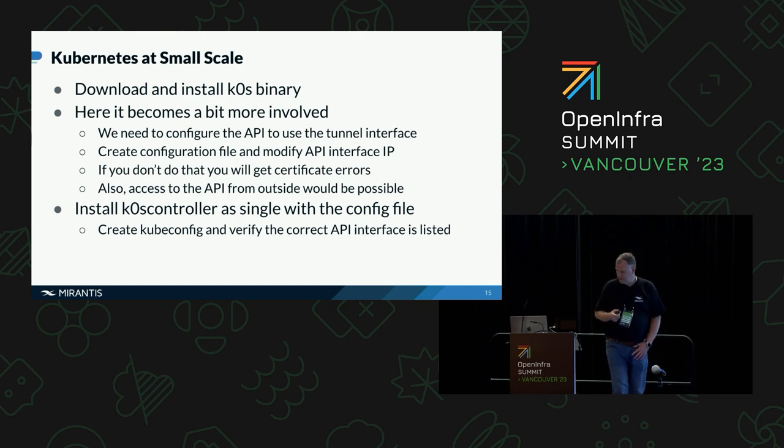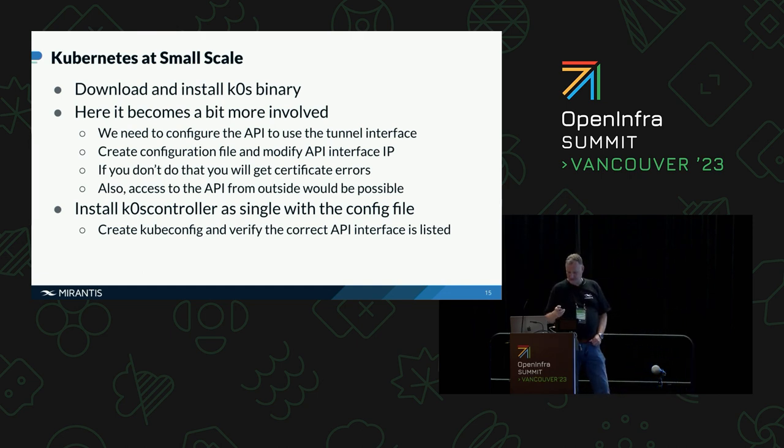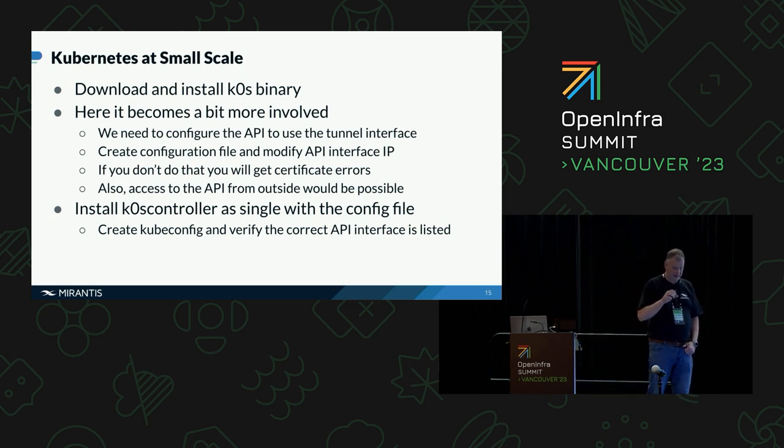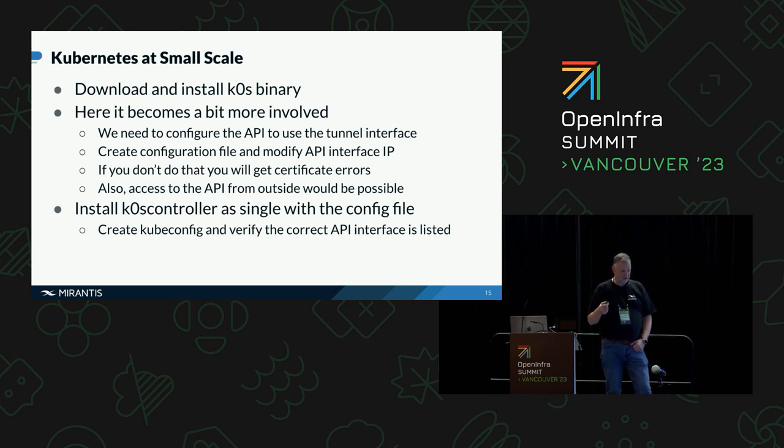So what you have to do is create a configuration file that has the tunnel IP directly placed into it as the API IP, because if you do not do this, then the API IP is only going to be available through the regular network interface, and that's obviously not what you want. So that configuration file is essentially pretty simple.